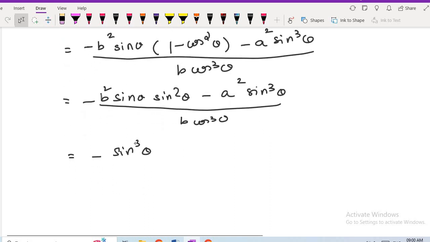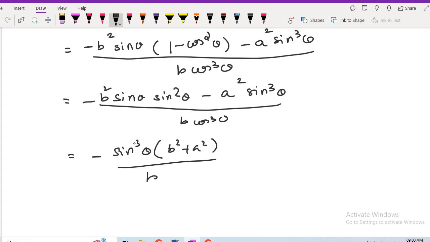So you can write b square sin b square. No, minus only we have to take outside. Minus sin cube theta if you are taking outside, the rest of the term we are getting sin b square plus a square, whole divided by b cos cube theta. Because sin cube theta only common, minus also common.